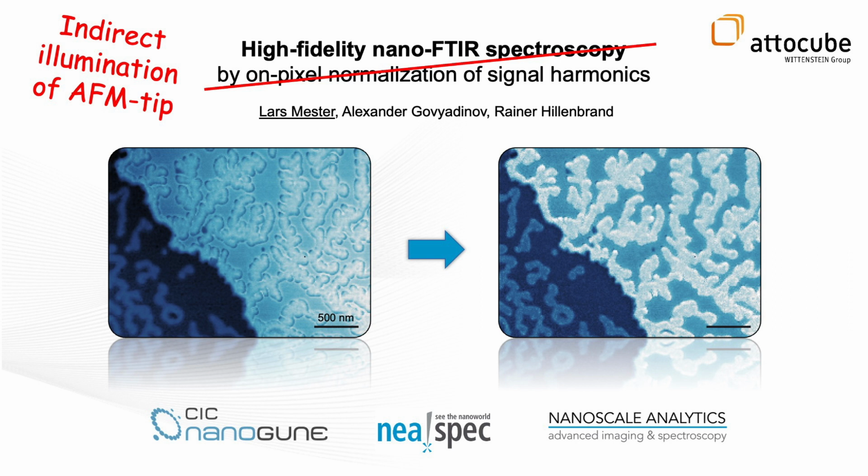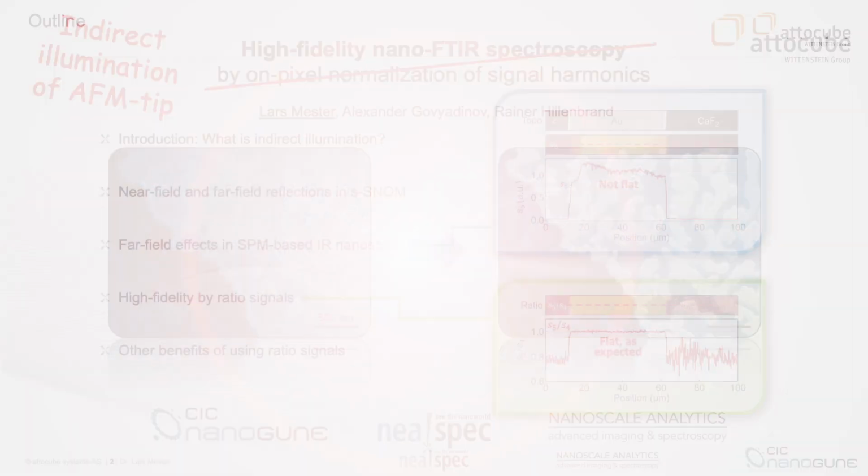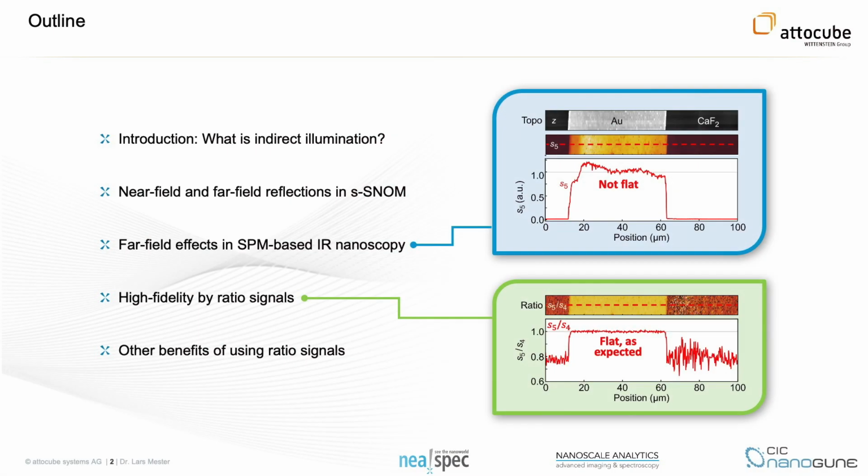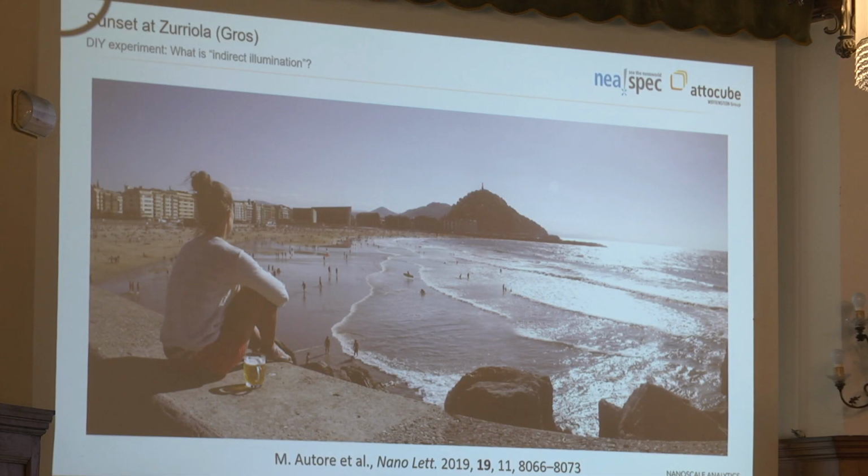And to illustrate this, this is the overview. So what can happen due to indirect illumination? Even if you have a sample here like gold, which is completely flat in topography, it doesn't mean that the optical amplitude signal is flat, although you would expect it. But we can make it flat using this ratio, and I will explain why this is needed, why this is possible.